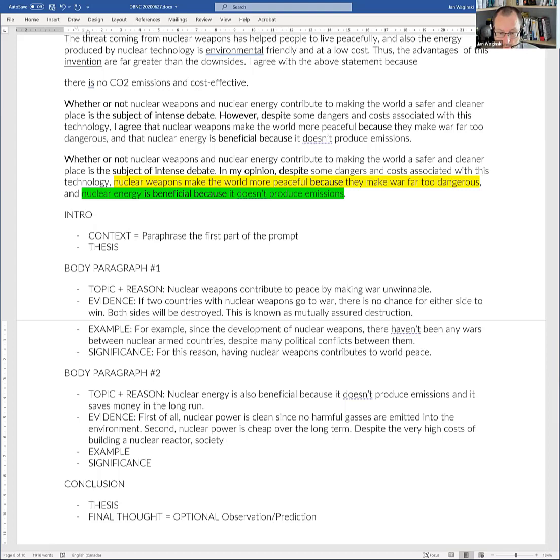Society avoids what? About paying for treating people. Let's say victims of pollution. Yeah.